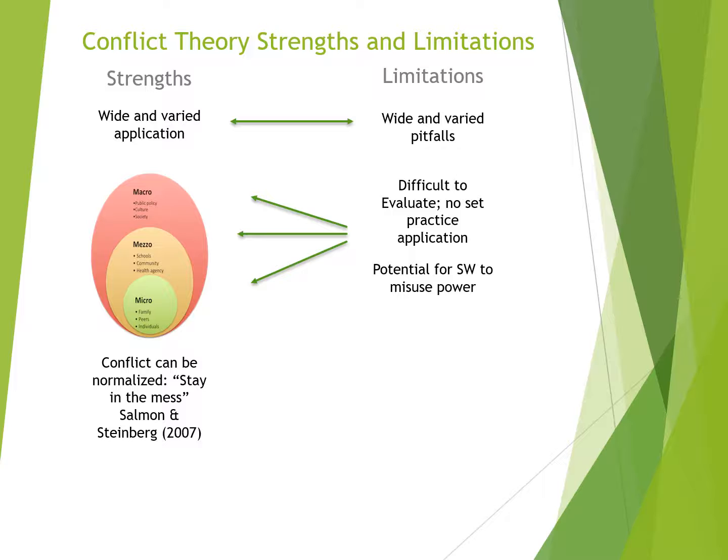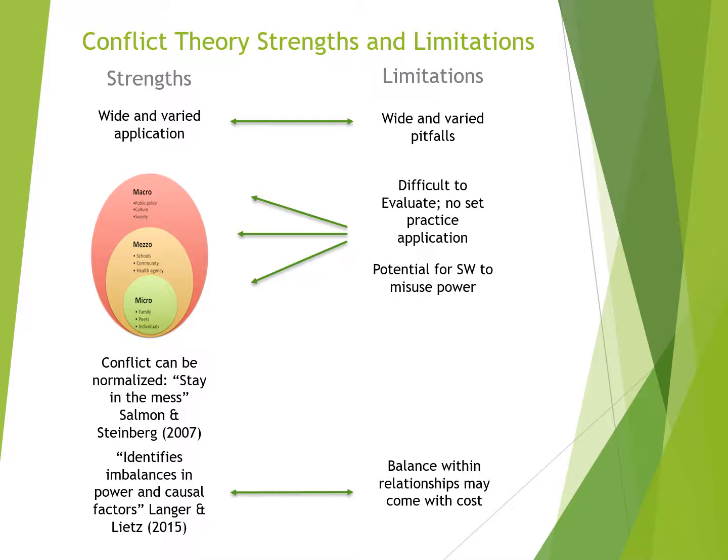Conflict theory identifies imbalances in power and causal factors. This too is obviously a strength, but at a micro and meso level, it should be considered that this could point to yet another limitation, a warning to the practitioner. Be aware that balance within a relationship, when changed, may come with a cost. Take a marriage, for example. A person may seek more power, but it could end in a divorce. The person that was disadvantaged before may now have equal power, but not willing to accept it at the cost of their marriage.